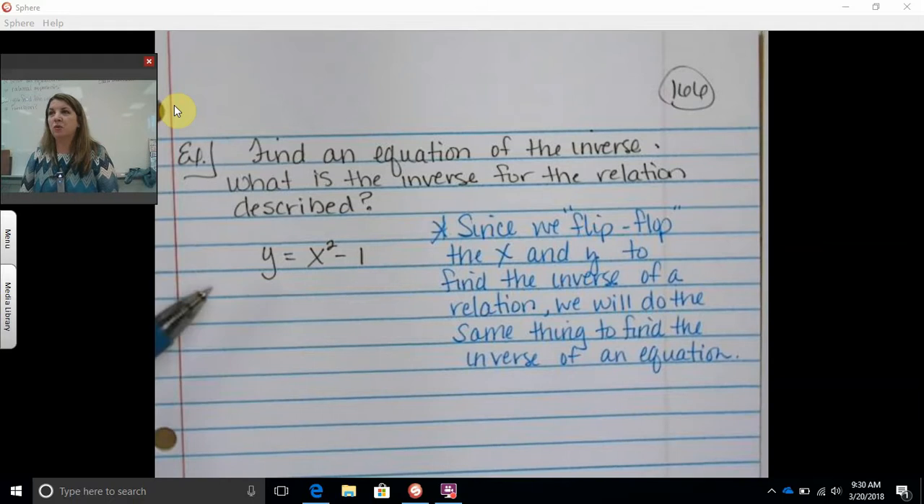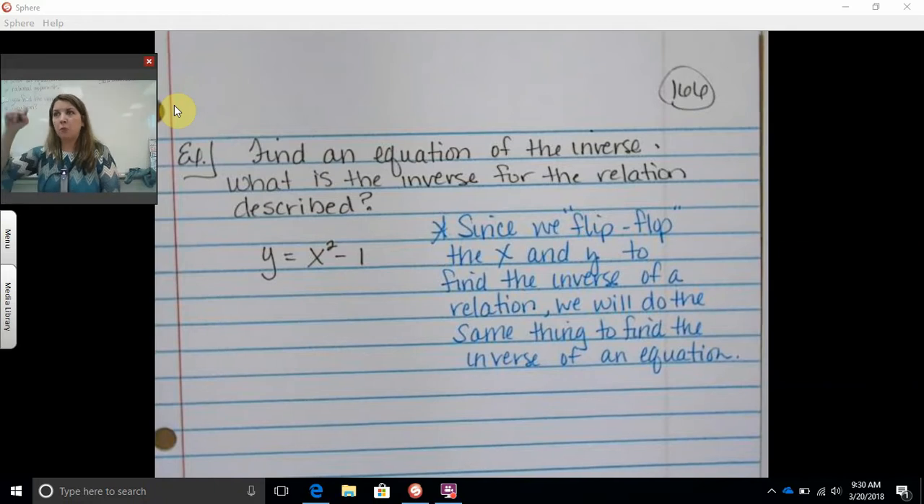Okay, first of all, y equals x squared minus 1. What kind of graph is that going to make? Quadratic, right? So it's a parabola. So is it going to open up or down? Going to open up. Is that a function? Yeah, it's a function.